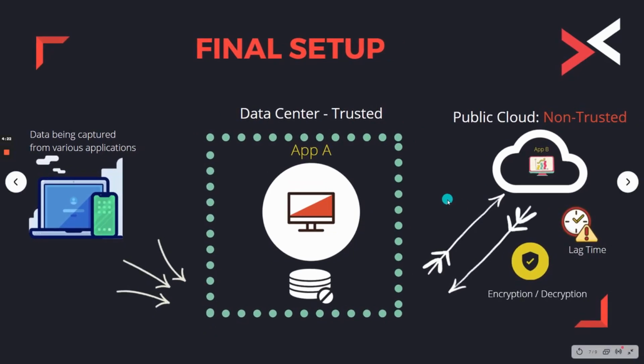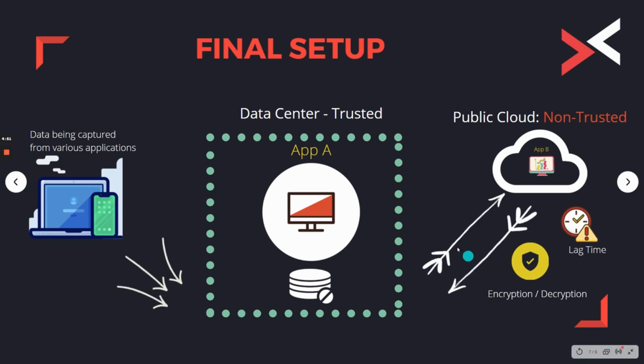So the final setup would be like this. You have the data coming from the other sources into the application A database, which is in the trusted data center. The information from that needs to be encrypted and decrypted at the cloud level. That goes into the application B, and then we'll have to take into consideration the lag time as a result of that. So you can see this is the kind of questions we need to ask whenever you decide to choose one application for the cloud.